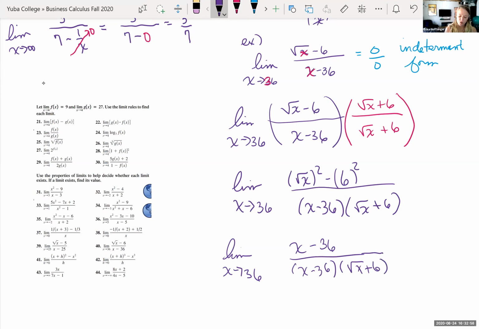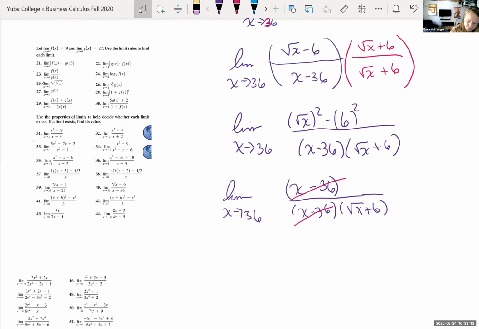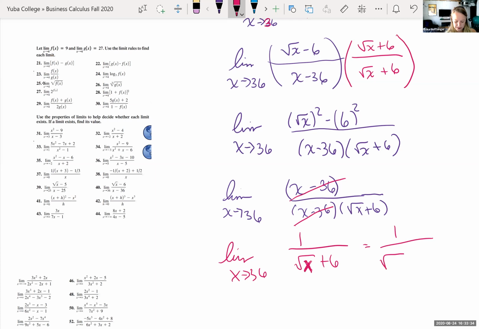So again, if I go back in here and plug in 36 for x, I get 0 over 0. But notice that we have a factor of x minus 36 both in the numerator and denominator. So if those go away, you're really just looking at the limit as x approaches 36 of 1 all over the square root of x plus 6. So wherever you see an x, replace it with 36. So 1 all over the square root of 36 plus 6. So 1 over 6 plus 6, which is 1/12.